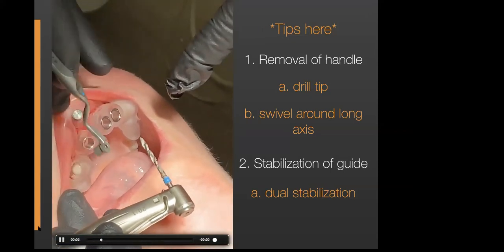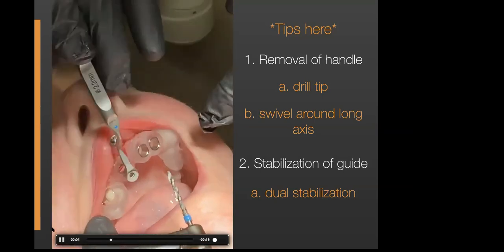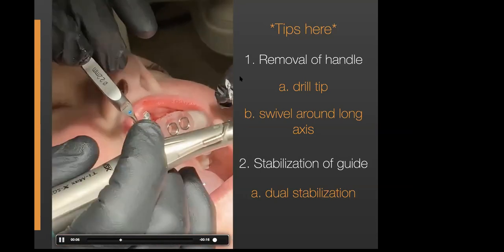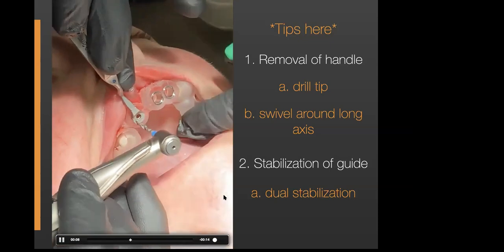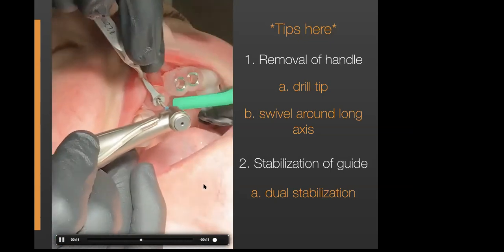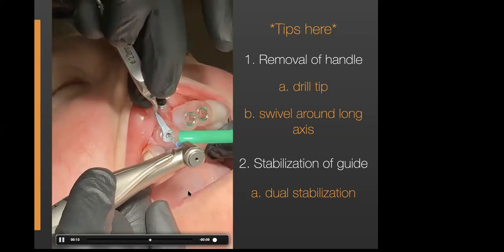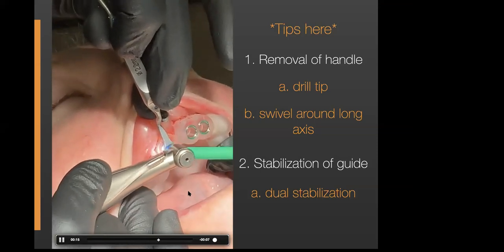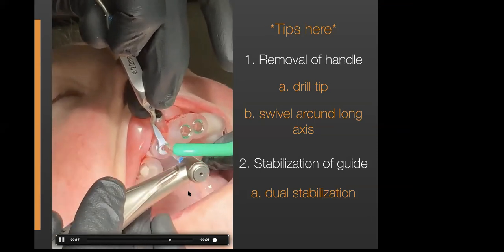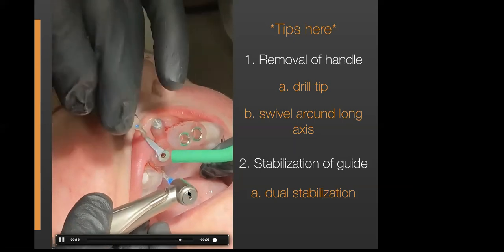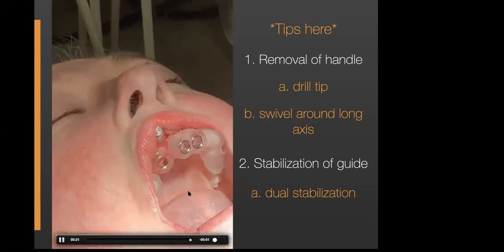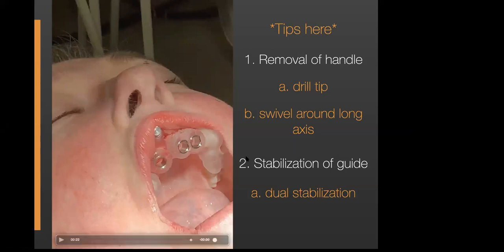So there goes my assistant's hand. You'll see the assistant's hand go in. Gentle pressure. I'm gently holding the handle in place. I'm going in with my drill, pumping irrigation, coming out, holding the guide down, swiveling the sleeve on the handle on the long axis. Very important. Do not swivel the guide front to back. You will loosen your guide.